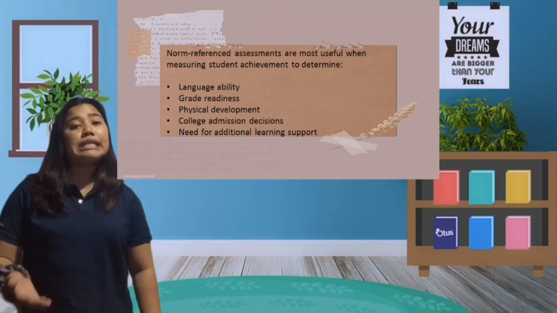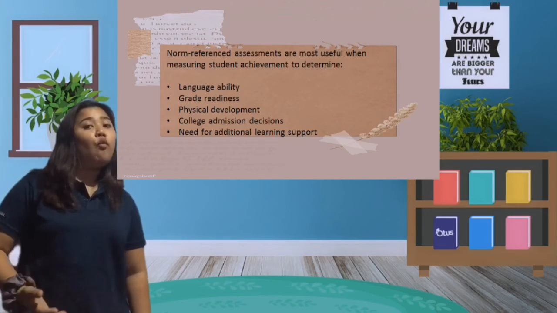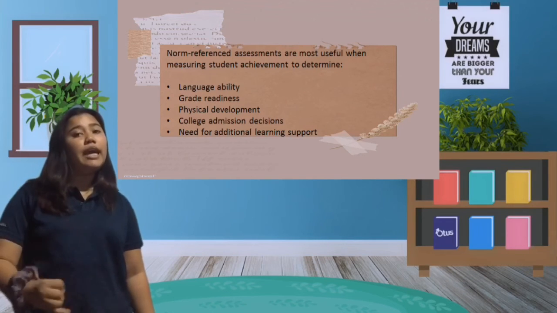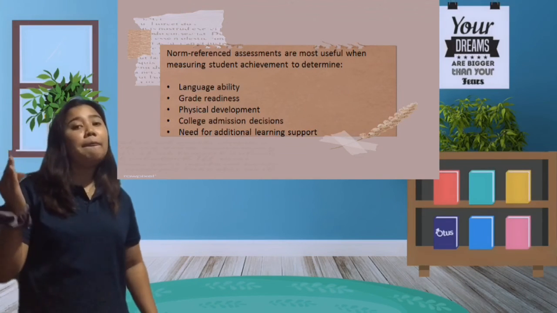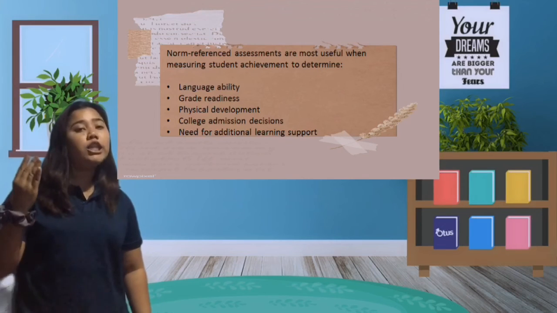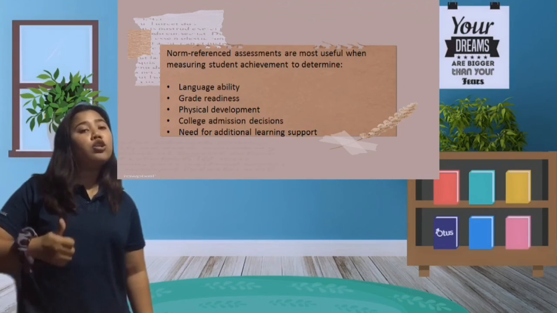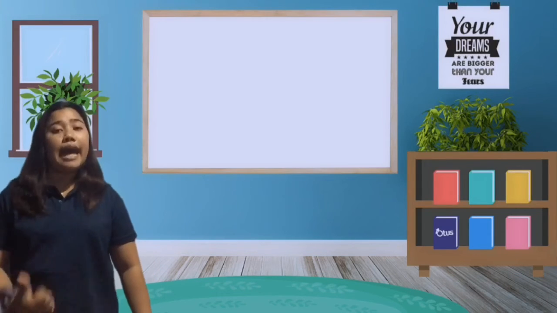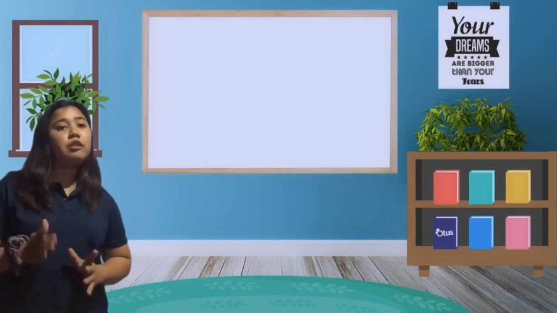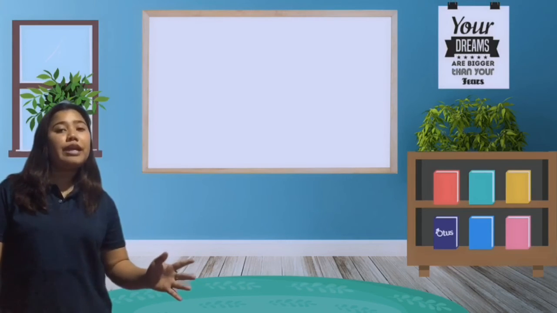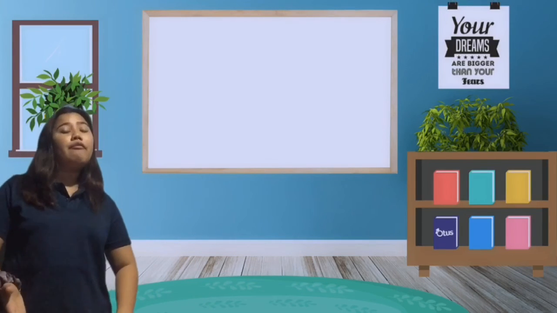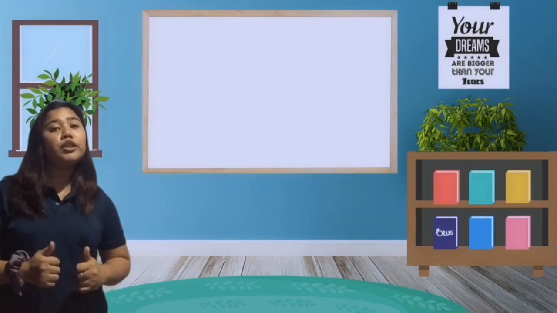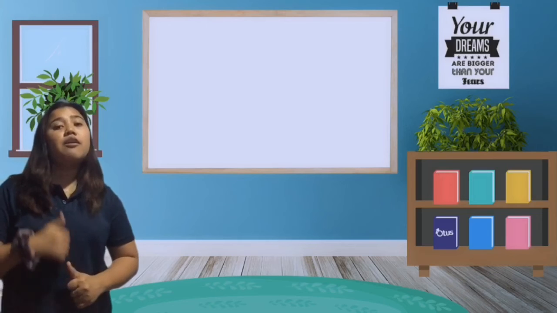Norm reference assessments are most useful when measuring the student's achievement to determine the language ability, the grade readiness, the physical development, the college admission decision, and also the need for additional learning support. And now, let's differentiate between the criterion reference assessment and the norm reference assessments. So I have here again the video clip and I want you to watch this video.